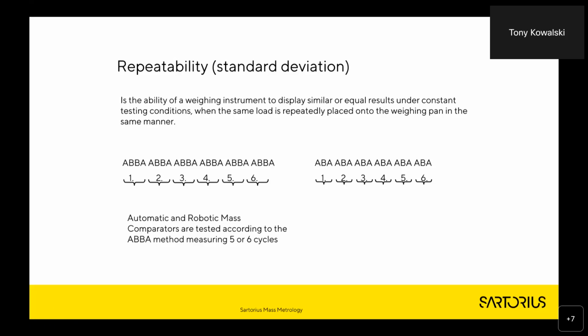So automatic or robotic, it's the ABBA. Manual comparators, we use the sequence mostly ABA. Why do we prefer to do ABA on a manual, and why do we prefer ABBA on an automatic? I can see you're thinking, please tell me why. So, okay, with the automatic or robotic mass comparators, we have even higher readability or better resolution than we would with a manual comparator.